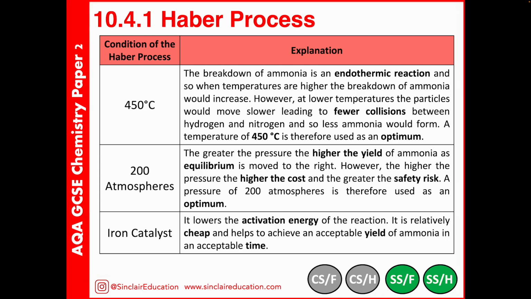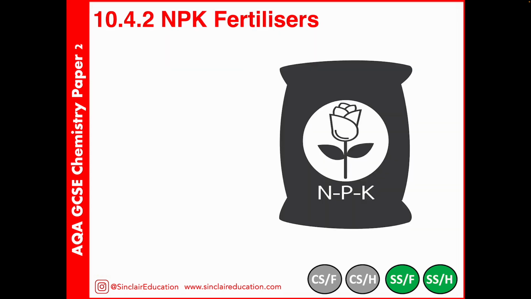The catalyst is used because it lowers the activation energy of the reaction. It will reduce the time it takes for equilibrium to be reached, and so we get a reasonable yield in a shorter time. That then leads us on to, now that ammonia has been produced, NPK fertilisers.